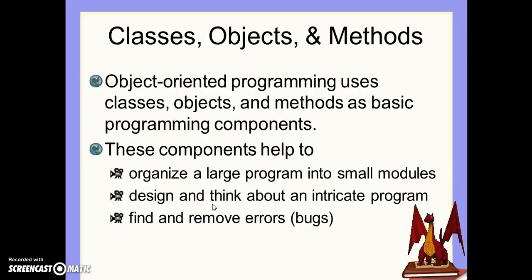Classes, objects, and methods. Object-oriented programming, which is what we have been doing, utilizes classes, objects, and methods as basic components. These components allow the programmer to help with organizing a larger program into smaller modules, as well as design and think about an intricate program, and then finally finding and removing bugs, or debugging the program if it's not executing properly.